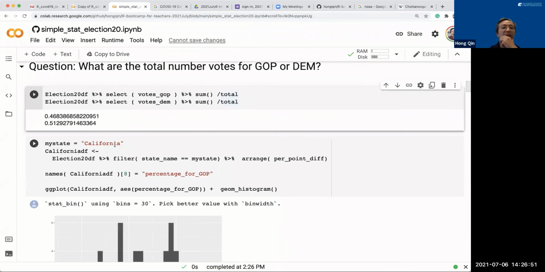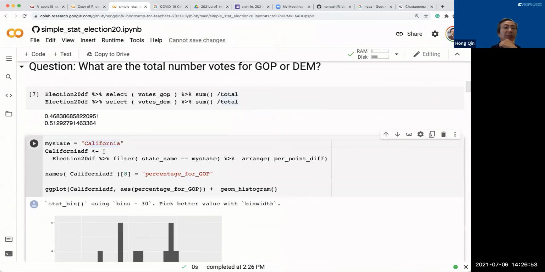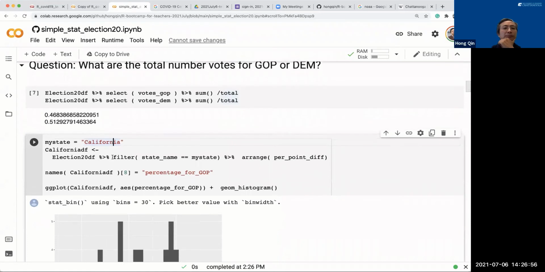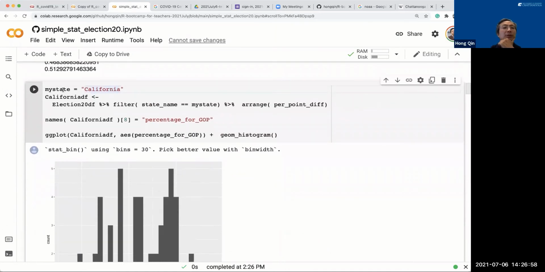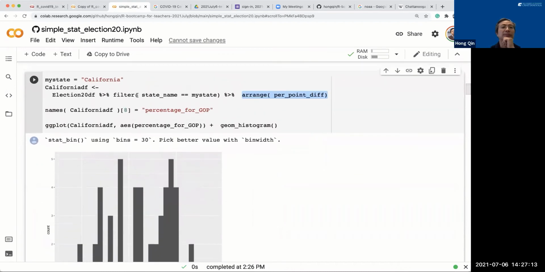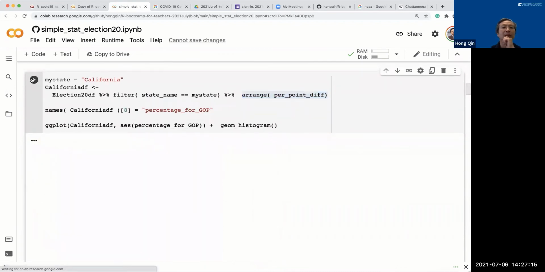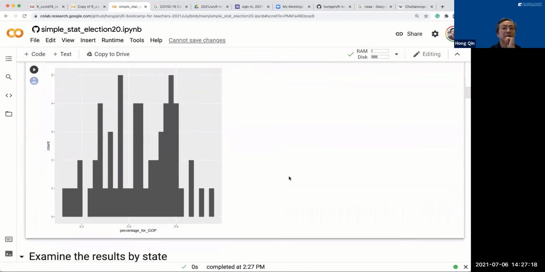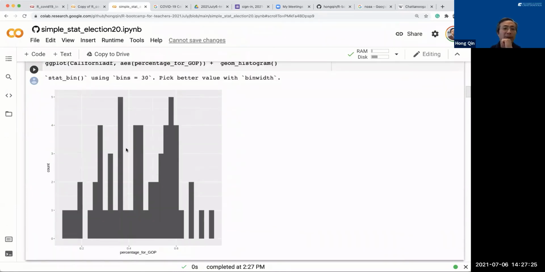Then we can look at every state. In this case, I'm going to look at California. So pick California with the state name, which is California, and then we arrange it by the percentage of difference between the GOP versus the DEM. Even though California is deep blue, if you look at the county level, it's really a bimodal distribution.